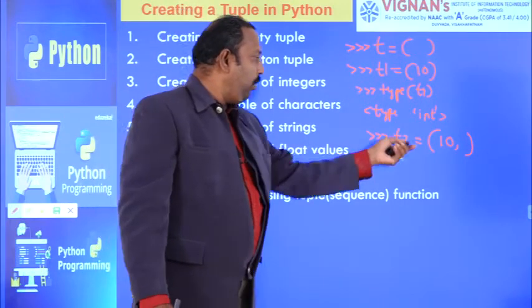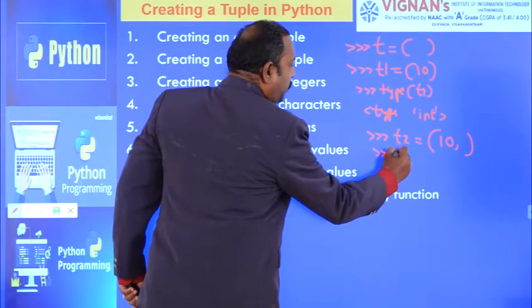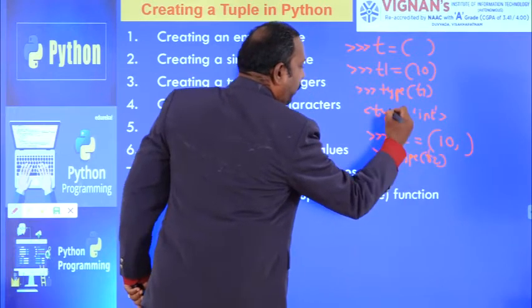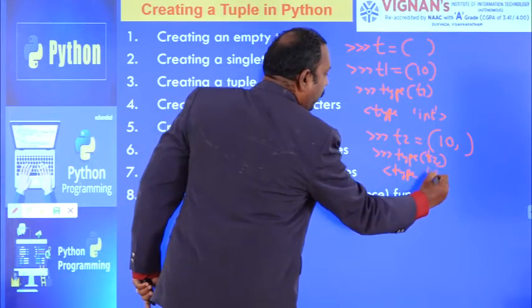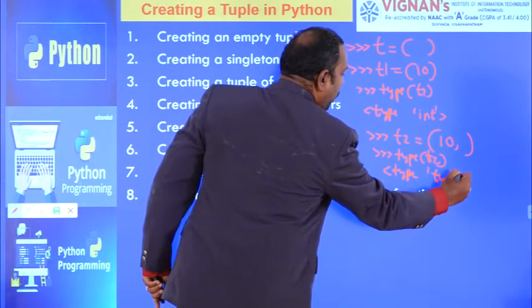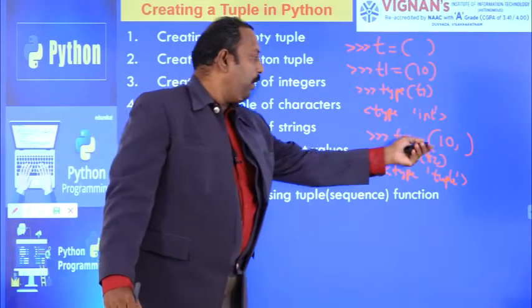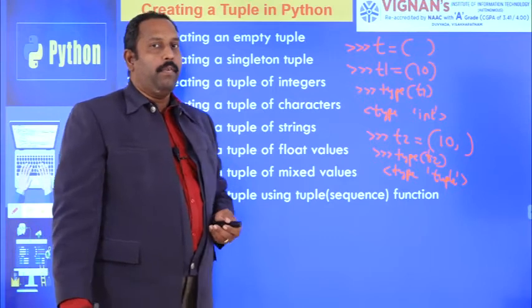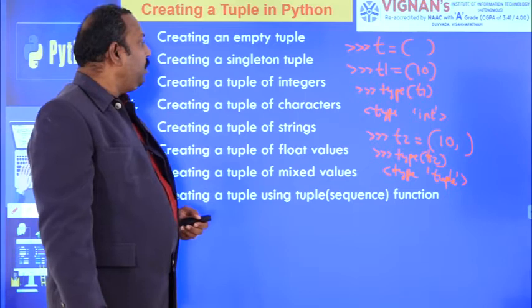Suppose you write t2 equal to 10 comma, and then type of t2. You will get the output: type tuple. If a tuple has only one element, it is called a singleton tuple. If a tuple consists of only a single value, it is called a singleton tuple.